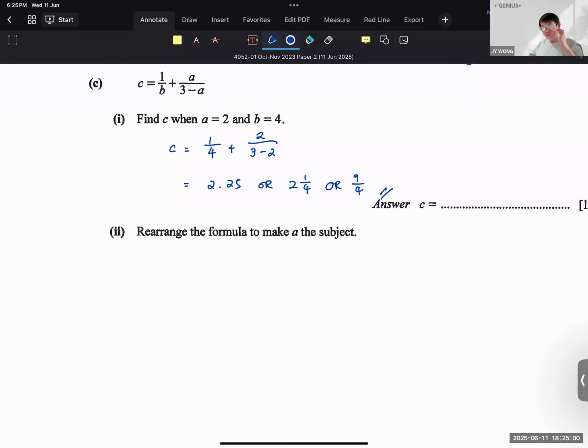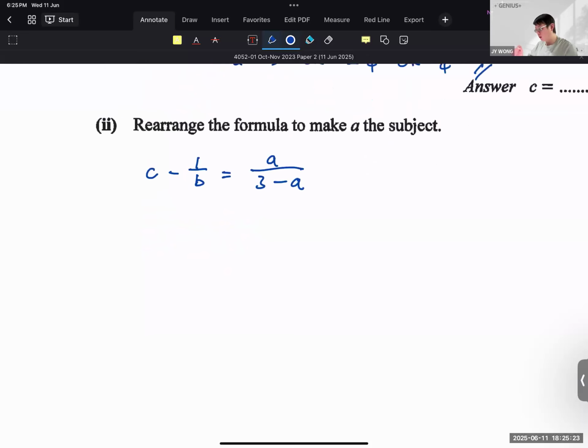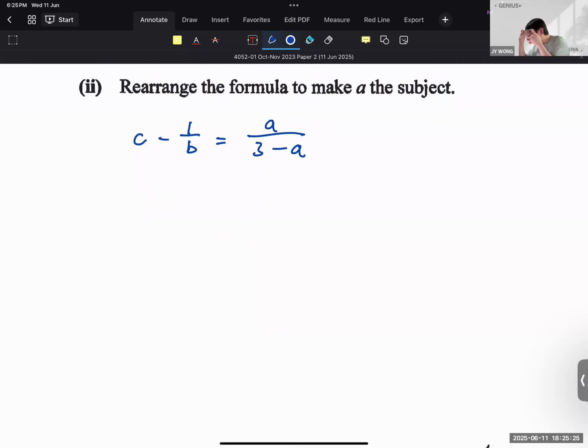Now, what's the first thing you should have done here? The first thing you should have done is to isolate the terms that contain A, right? So the logical thing to do is to move this to the other side, so that you will get something like C minus 1 over B is equal to A over 3 minus A. Now, from here, many of you will directly cross multiply, but I think the moment you try to cross multiply from here, it is a lot harder to go and find the answer already.